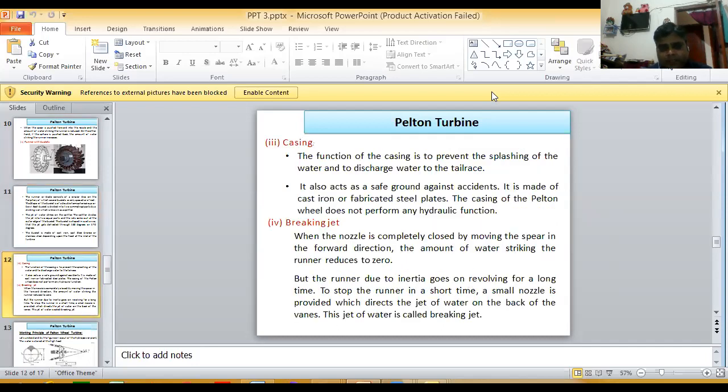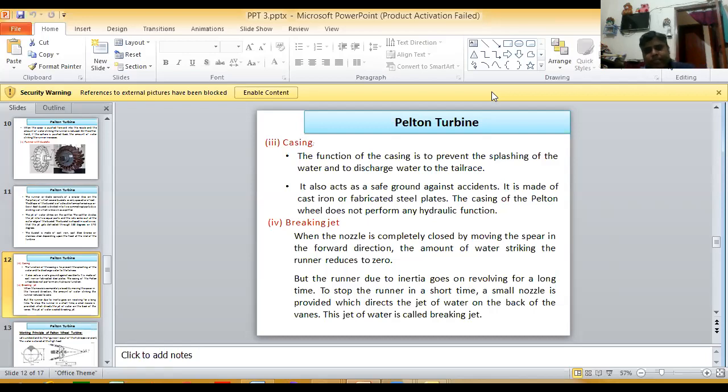Now, casing. What is casing? The function of the casing is to prevent the splashing of the water and to discharge water to the tail race. It also acts as a safeguard against accidents. It is made of cast iron or fabricated steel plates. The casing does not perform any hydraulic function.